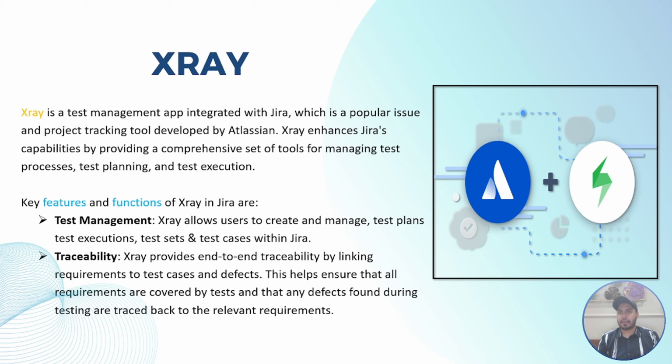Test sets. I'll give you an example so that we can understand what a test set means. Let's suppose there are five next buttons in a whole application. So we'll put all those test cases which belong to that next button in a test set. Why do we do that? What is the benefit of that?